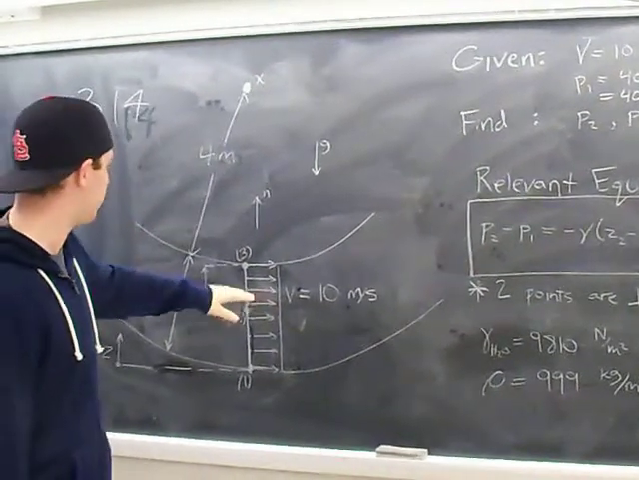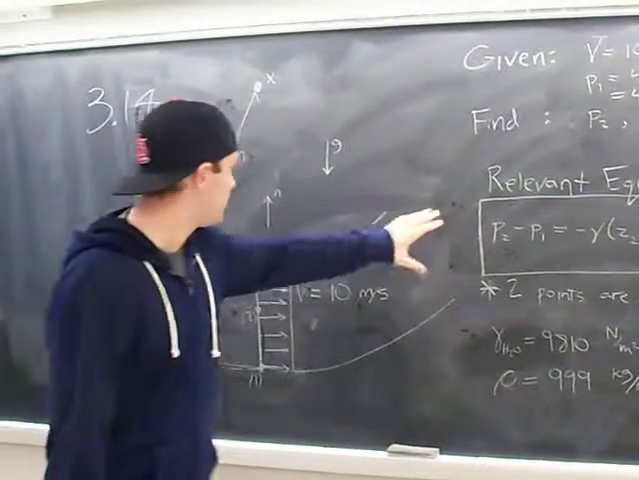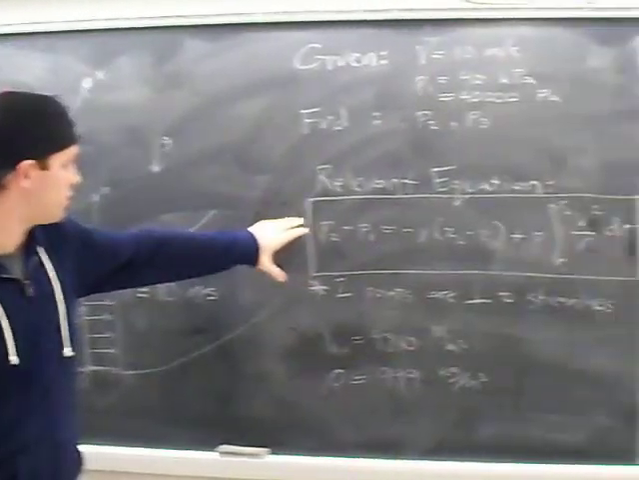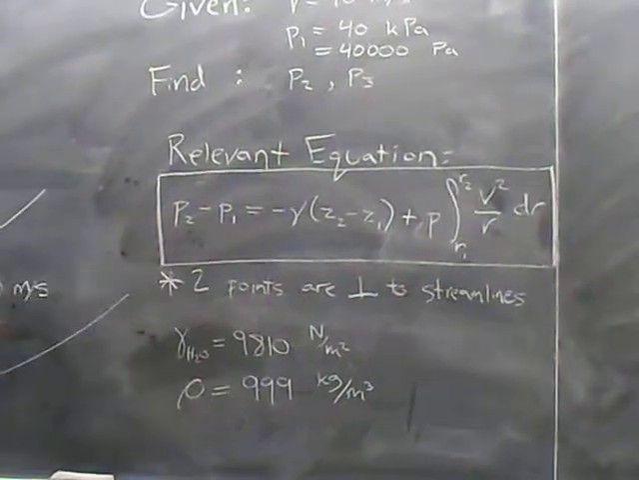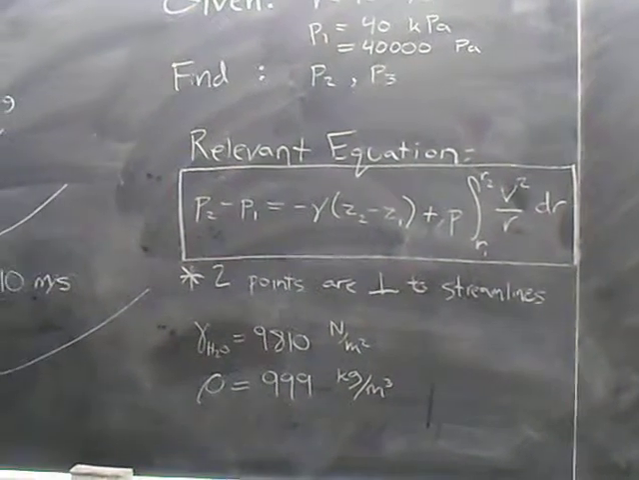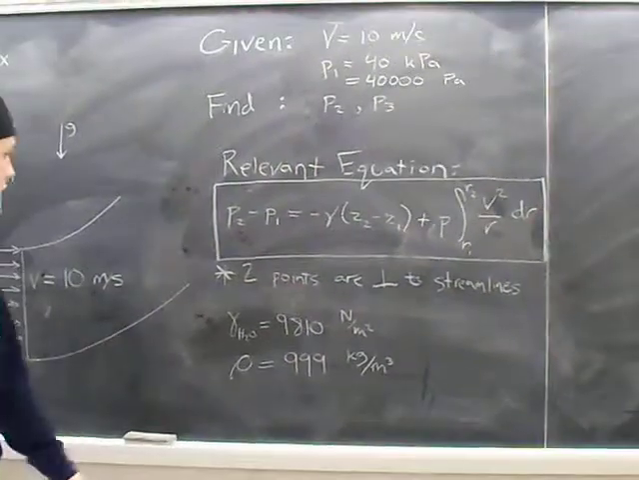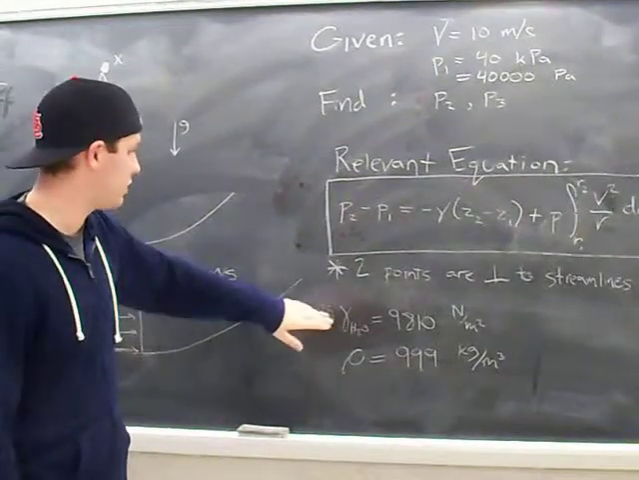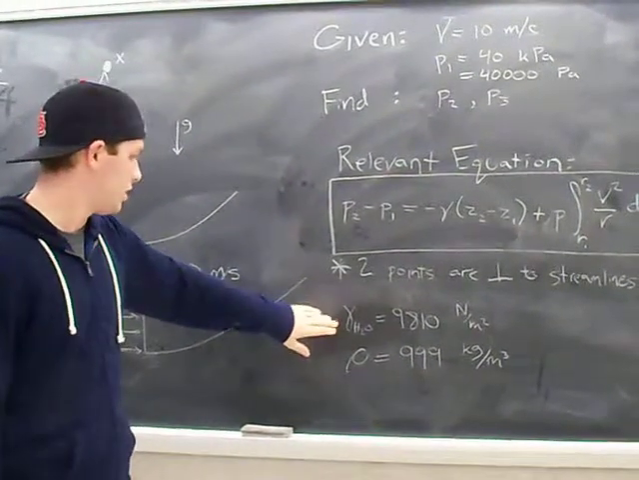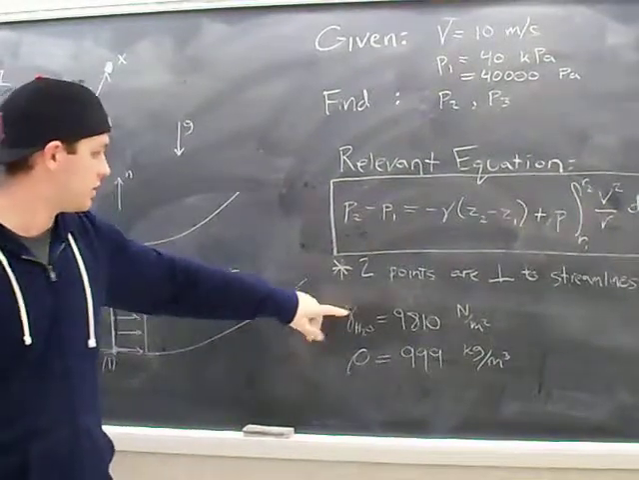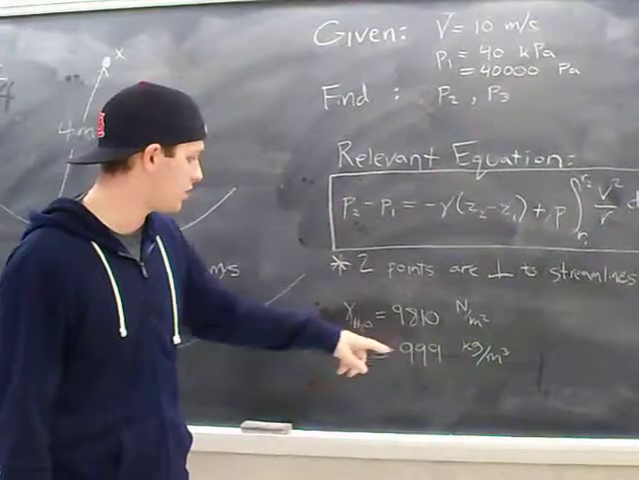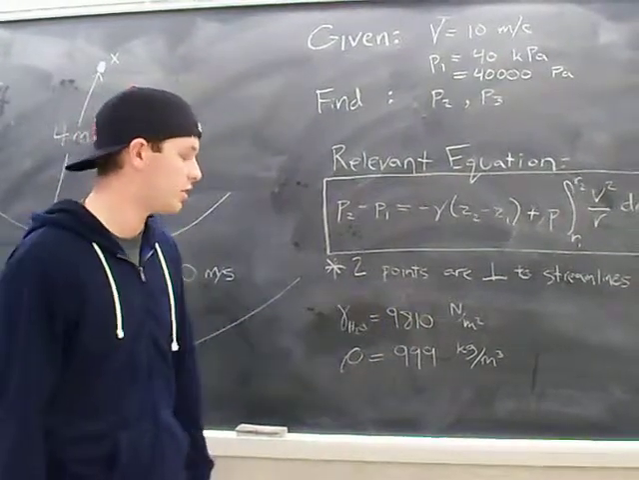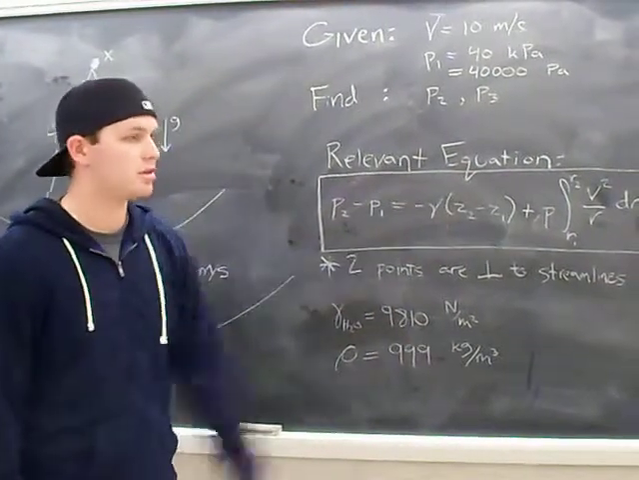So, like I said, we want to find these two pressures. And to find those, we will use this equation. We know that this equation applies because the 2 points we're trying to find are both perpendicular to the streamlines. In order to solve this equation, we need to know these constants. We need to know that the specific weight of water is 9,810 newtons per meter cubed, and the density of water is 999 kilograms per meter cubed. So Matt will show you how to solve the rest of the equation.